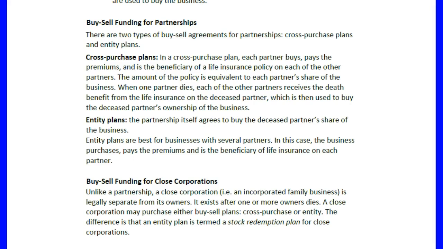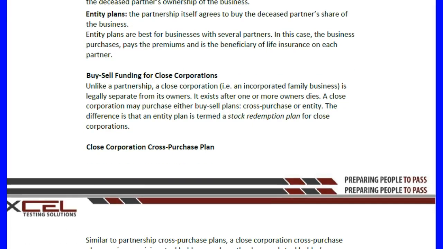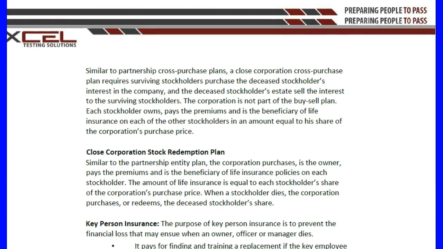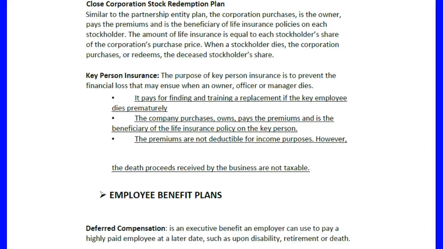Entity plans are best for businesses with several partners, in which case the business purchases the policy, pays the premiums, and is the beneficiary of the life insurance. So you have cross-purchase plans, where you need to buy insurance on each other, or entity plans that are much better for several partners. Buy-sell funding for closed corporations: you have the closed corporation purchase plan, the closed corporation stock redemption plan, and the key person insurance, which is the one you buy in case a key employee dies prematurely.